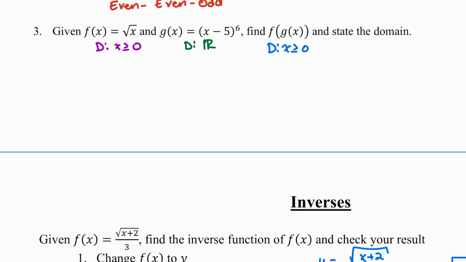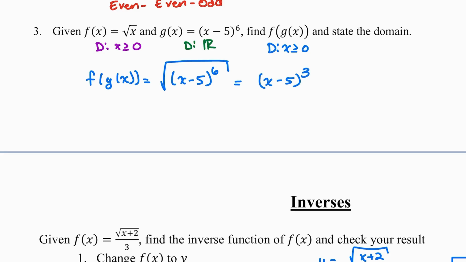So now if I'm just going to find the composition of these two, where I'm going to plug in g of x, which is x minus 5 to the 6th power, into the square root function of f, and get this. So how do I simplify this? Well, right now what we're doing was we're taking an even root of an even exponent, and we're going to end up getting an odd power.